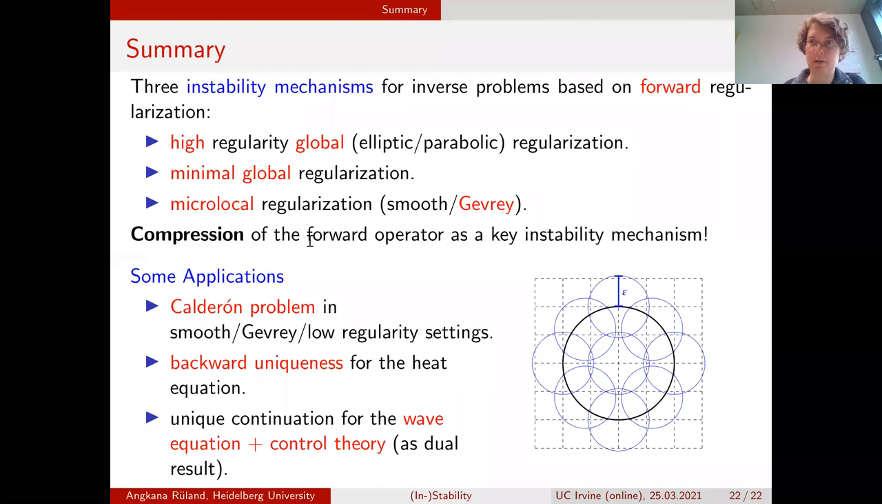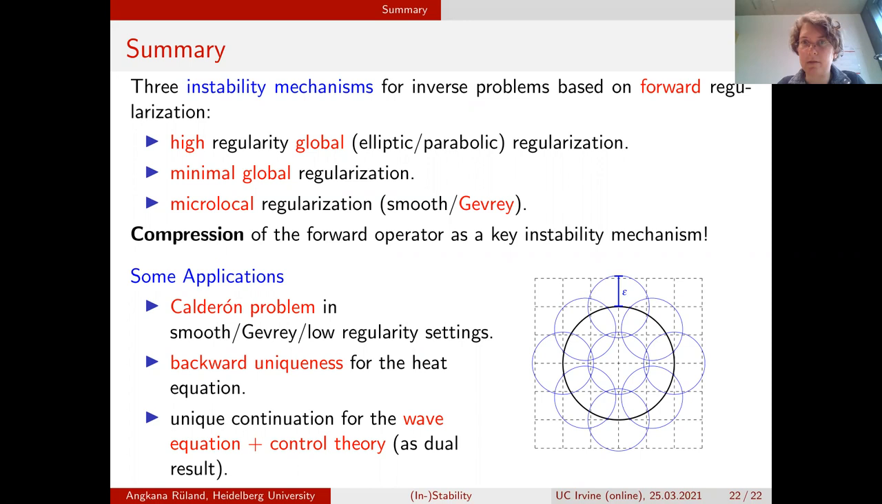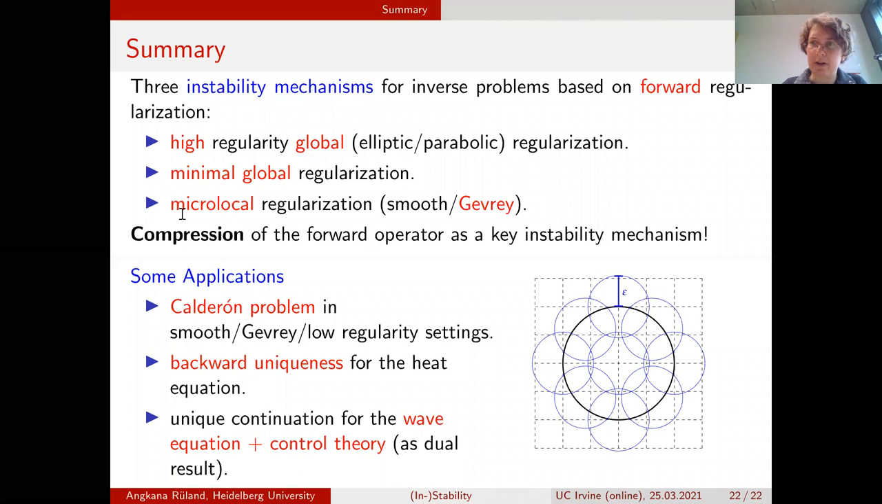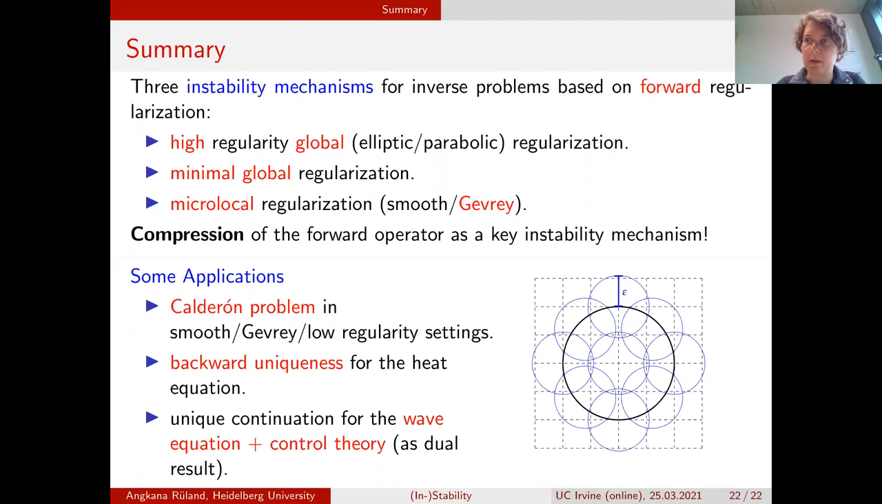Then there are three mechanisms, one being global strong regularization in the sense of, for instance, smoothing or even quantitative smoothing, so Gevrey smoothing, analytic smoothing, as it is present in elliptic or parabolic equations with constant coefficients or smooth analytic coefficients. But then, as a second step, we showed that this is not necessary for these compression bounds. Already minimal global smoothing suffices to prove these instabilities. And finally, that this framework can also be used to include non-elliptic, non-parabolic operators, say hyperbolic or here more transport-type problems, using microlocal regularization mechanisms.